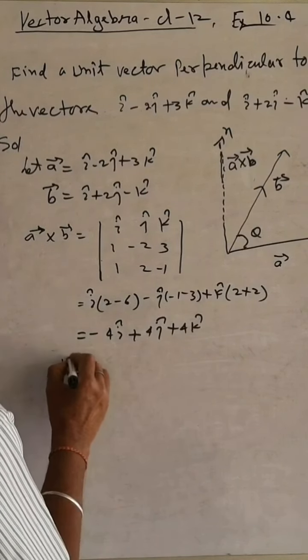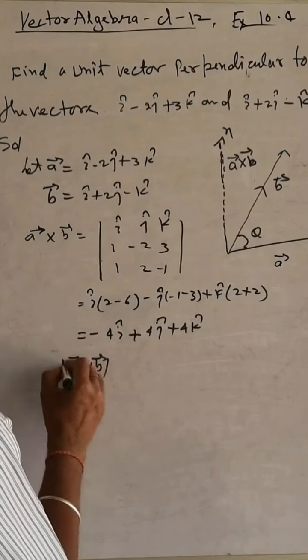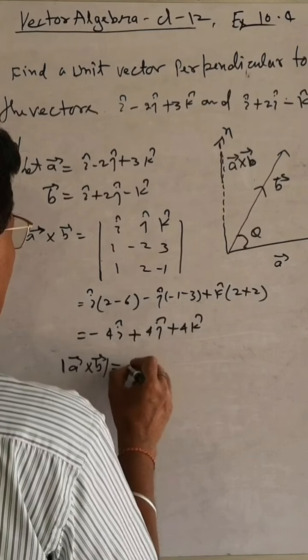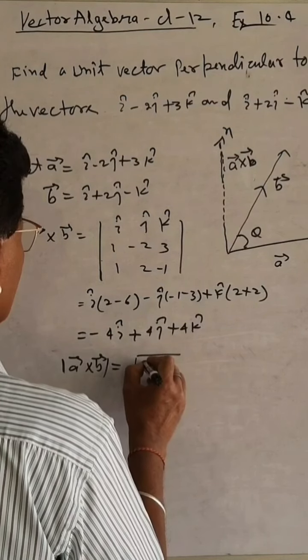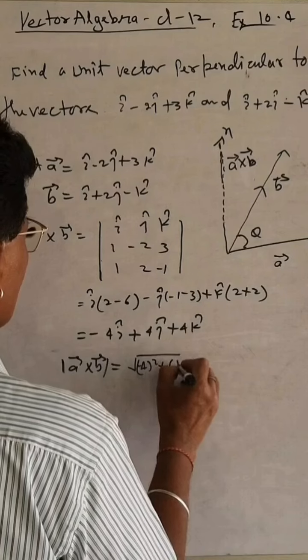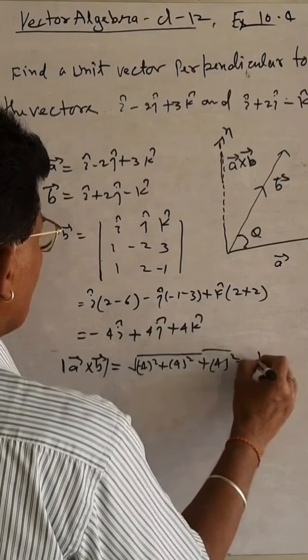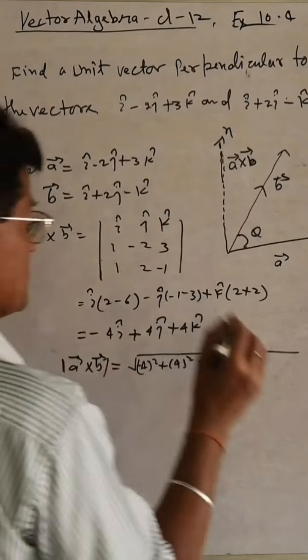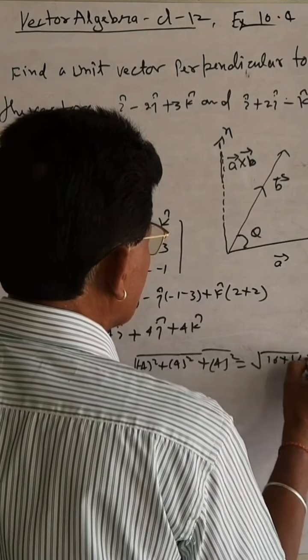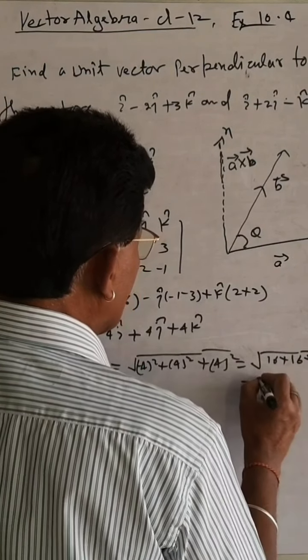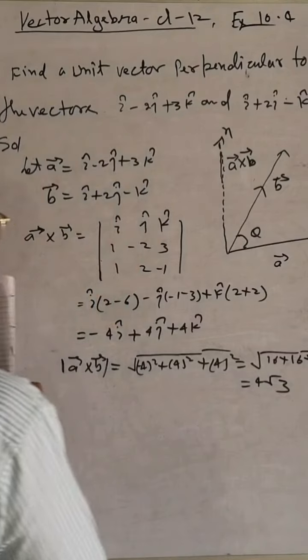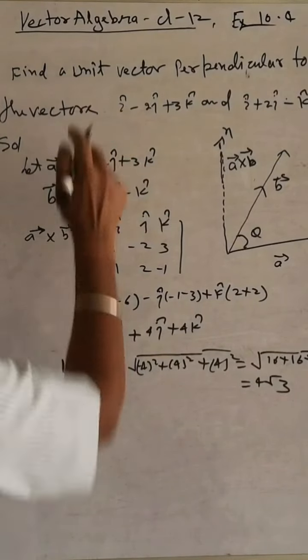Find out its magnitude, my dear student. You find out the magnitude: minus 4 square plus 4 square plus 4 square. It will be equal to how much? 16 plus 16 plus 16, that is 48, which is equal to 4 root 3. Okay, the unit vector will be perpendicular.